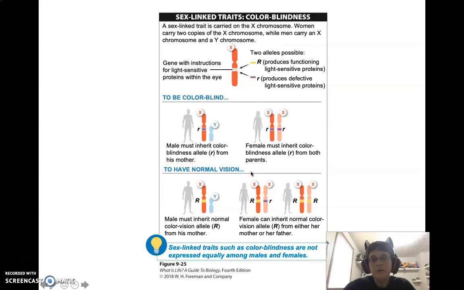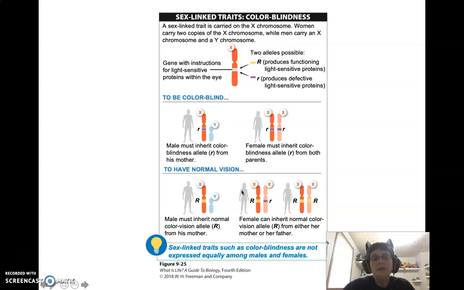If you look down here, for normal vision for females, they can be heterozygous because the normal functioning gene is dominant. And so if they're heterozygous, they'll be what we call a carrier, meaning that they have that recessive gene, but they'll have normal color vision. Or they can be homozygous dominant, having both normal copies on their X chromosome. For males to have normal vision, they just need that one copy. And that's the thing. It's more common for males because they only get that one copy of the X.